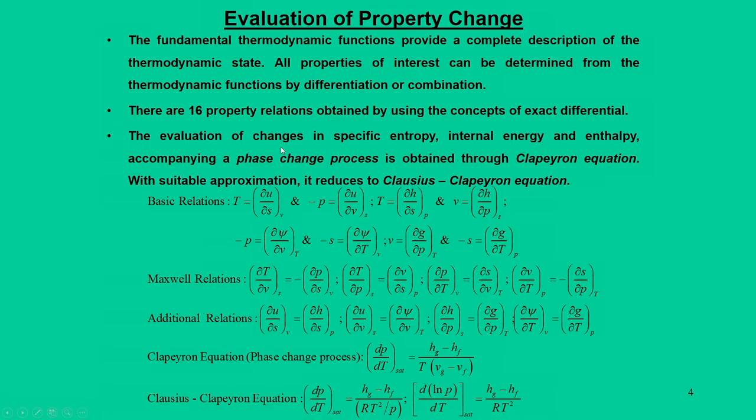Now, let us recall that we have covered the mathematical representations of, in total, 16 property relations that were derived from the concept of exact differentials. Those 16 property relations include some of the basic relations, Maxwell equations, and additional relations among the properties. Now, with respect to phase change process, we derived Clapeyron equations and also Clausius-Clapeyron equations.